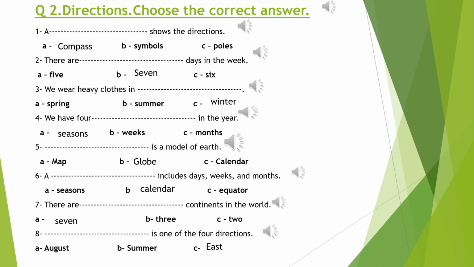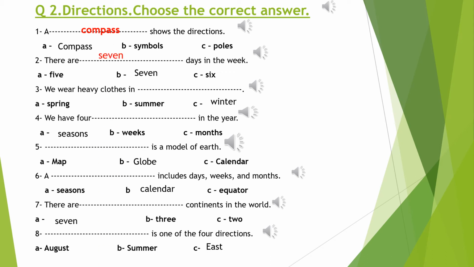Now let's move to question number 2. Choose the correct answer. Okay, number 1, a space shows the directions. The compass or symbols or poles show the directions. Yes, it's a compass. Number 2, there are space days in the week. 5 days or 7 or 6. Yes, we have 7 days in the week.